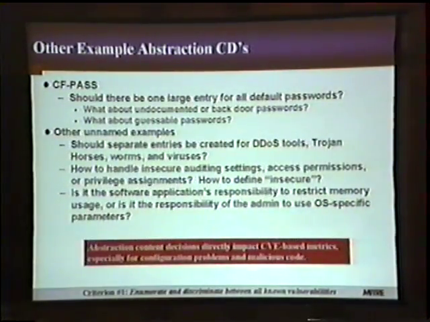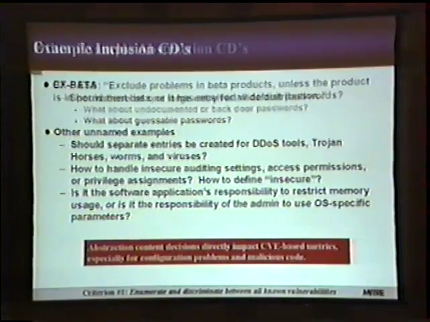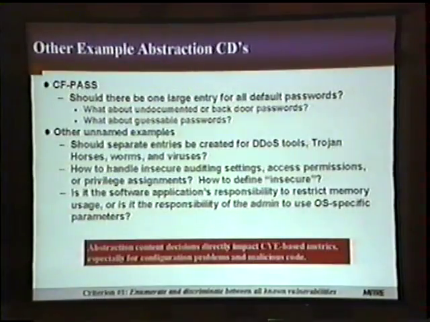There are other examples. For example, how do you deal with passwords? Should there be a single item that says the sysadmin didn't disable the default password on, whether it was a router or a Unix system or Windows system application, whatever? Or should we separate each individual application, each individual platform that had that particular problem? The difference between the answers there is either we have one thing in CVE or we have hundreds, if not thousands.